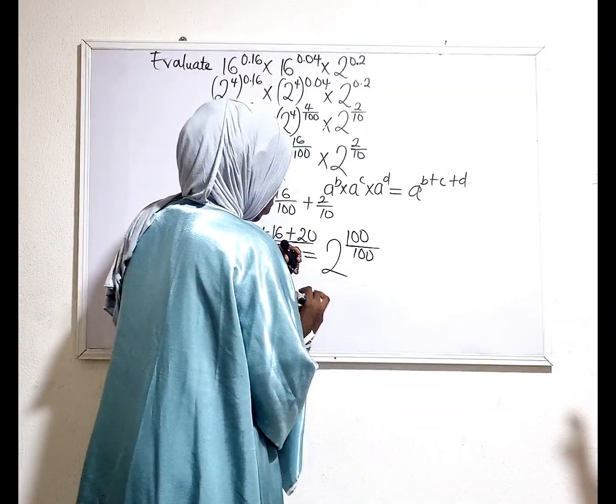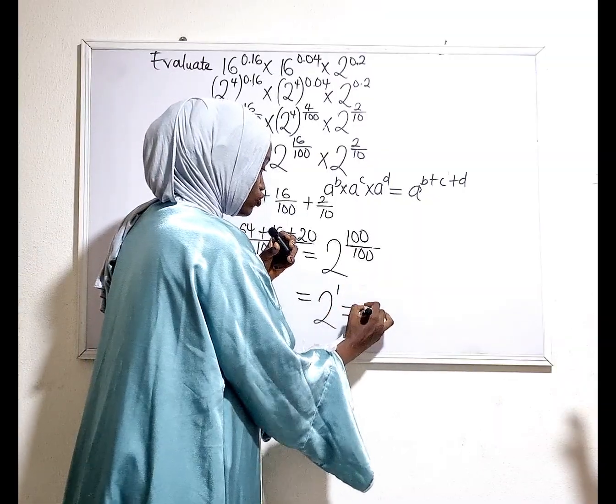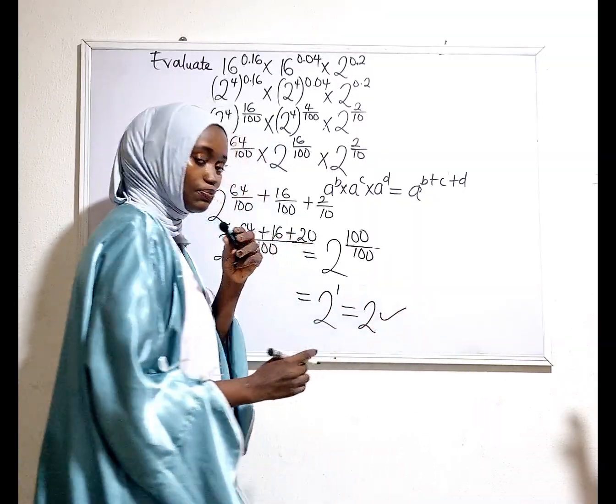So this is equal to 2 to the power of 100 divided by 100, which is 1, and 2 to the power of 1 gives us 2. So this is the final answer.